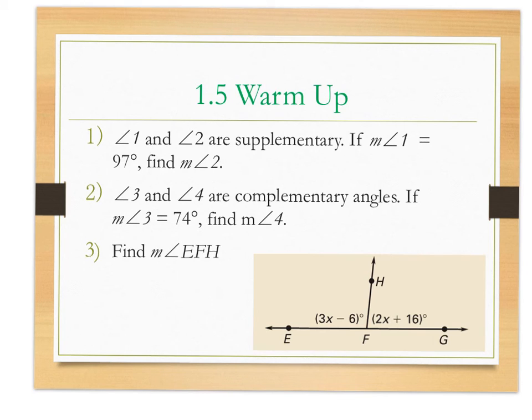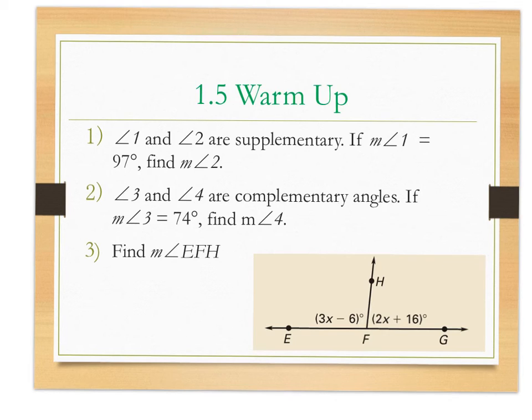All right, so in 1.5, we talked about complementary and supplementary angles. Supplementary means what? Add up to 180. Complementary, add up to 90. We talked about adjacent, which means what? They share a vertex and a side, but don't overlap, right? So they're like next to each other.